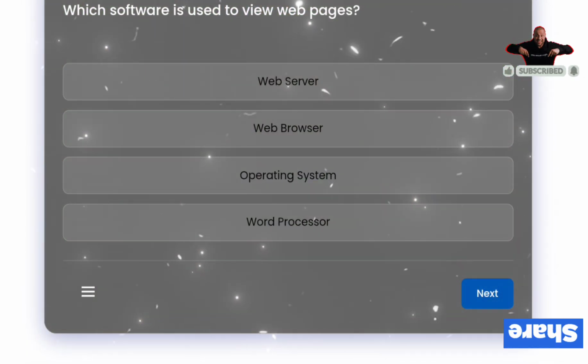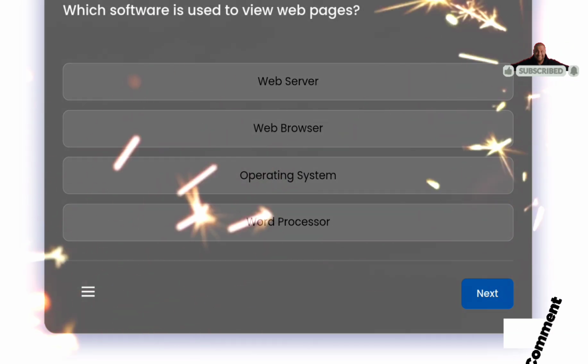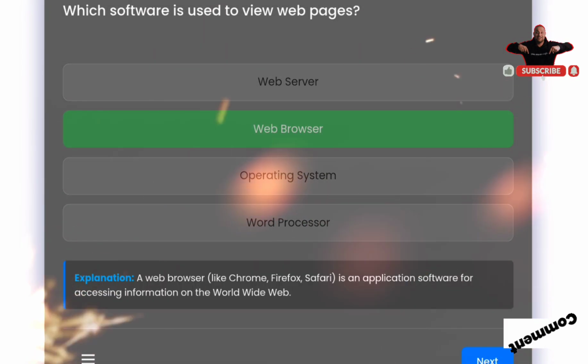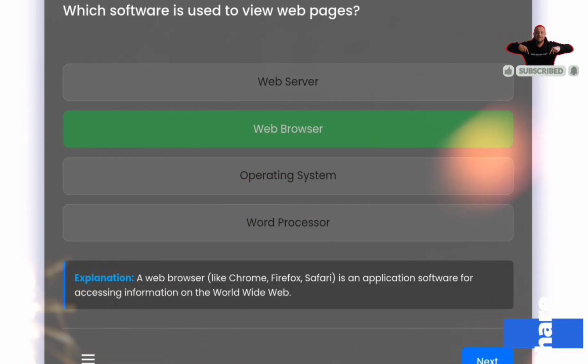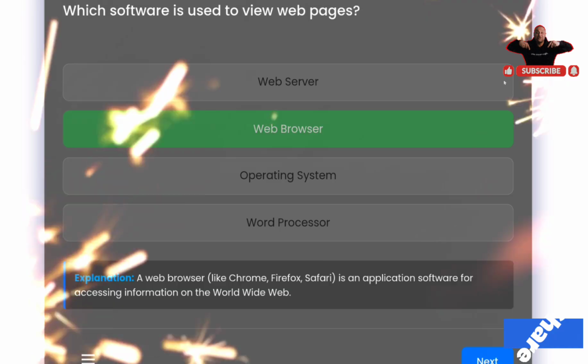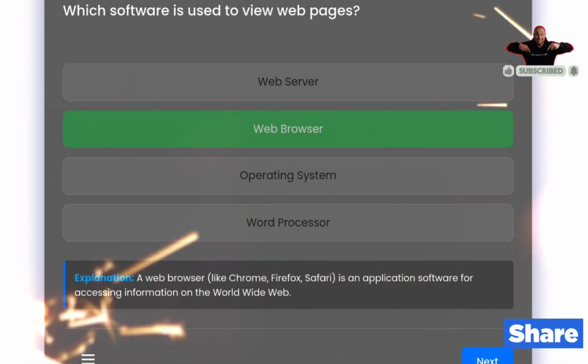Okay, which software is used to view web pages? कौन सा सॉफ्टवेयर वेब पेज व्यू करने के लिए काम करता है? सेकंड वन, वेब ब्राउजर like Chrome, Firefox, Safari. They are application software. Okay, triple W, that means World Wide Web.